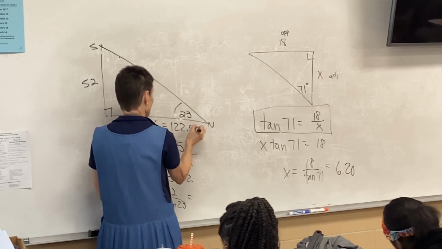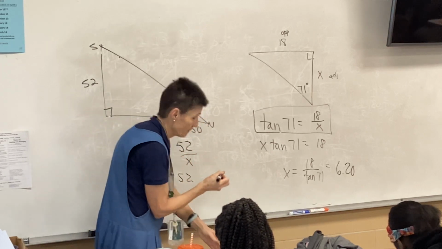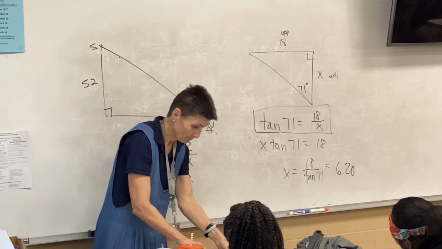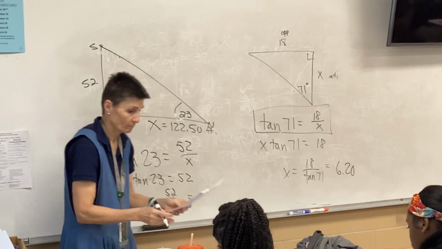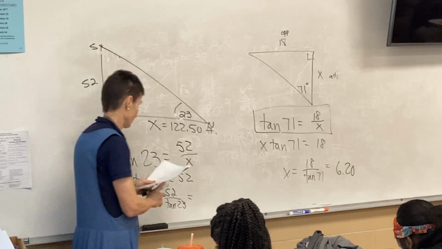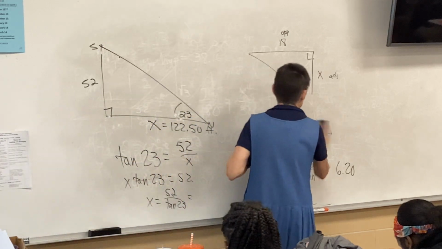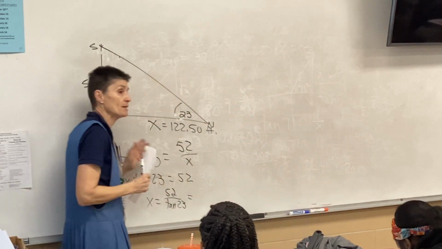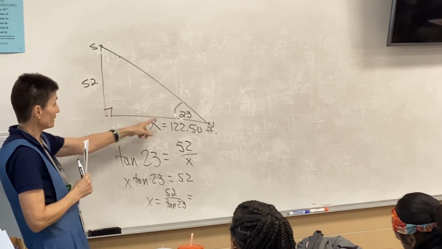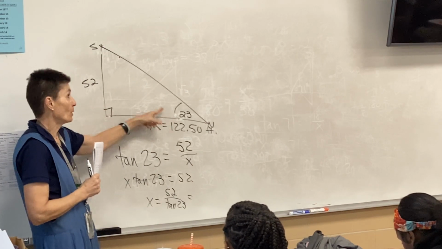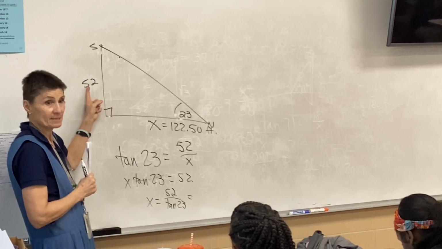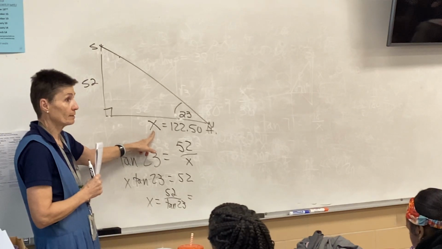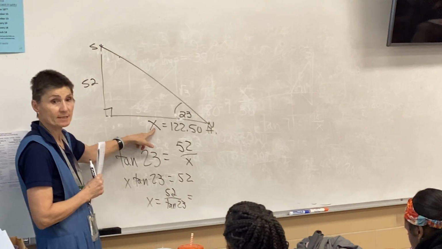You get 122.50 feet. Put a unit on it. Word problems, we always want to label. Okay, is everybody clear on why we picked tangent? No. Okay, relative to that angle, which side is this? Opposite. Which side is this? Adjacent. So what function uses opposite and adjacent?